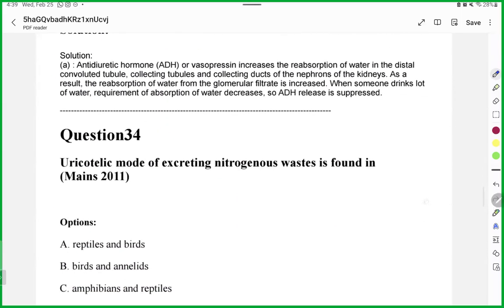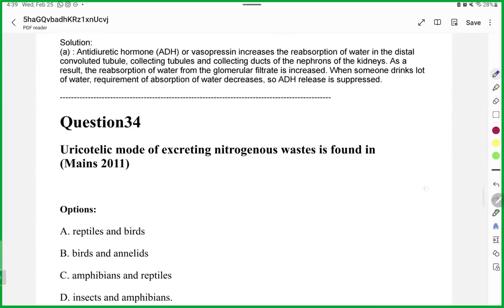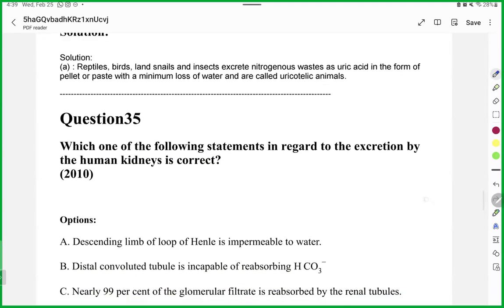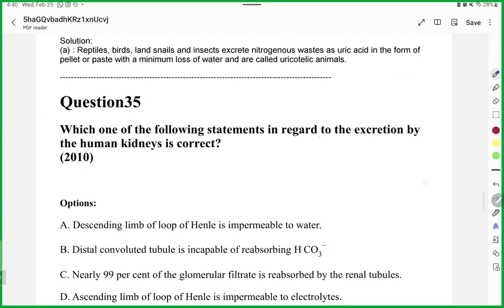Tanvi, one second. Uricotelic means urea. No, wait. Ureotelic is urea. Uricotelic is uric acid, right? Yes, uric acid. Reptiles and birds. Reptile, bird, insect, snail.